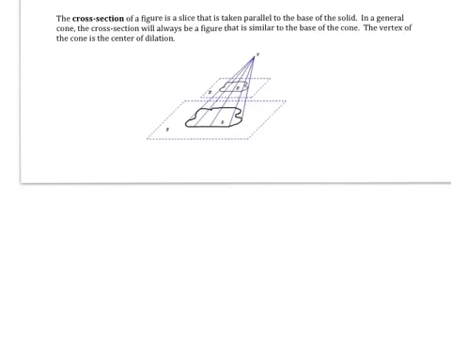But when you have cross sections, the shapes of the cross sections will always be similar to the base of the cone. That's because we're slicing parallel to the base, and the vertex of the cone acts as a center of dilation, where we know that images are going to be similar to each other. So we know that when we have similar images, the scale factor is the ratio of corresponding lengths. It could be the distance from the vertex, or it could be corresponding sides within the images themselves, but the scale factor is going to be R.